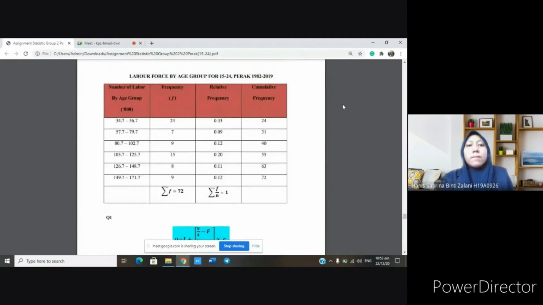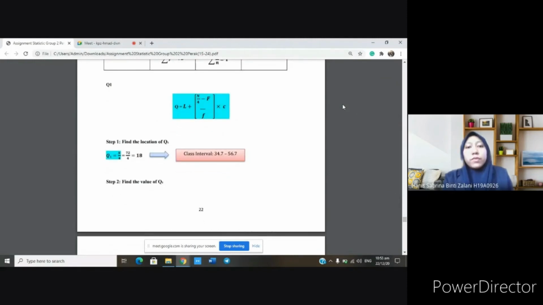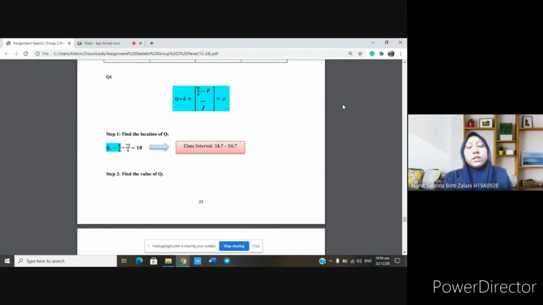So this is the table of labor force by age group from 15 to 24 in Perak, 1982 to 2019. How to calculate Q1? Step one is to find the location of Q1. Q1 equals n divided by 4, equals 72 divided by 4, equals 18. So the class interval is 34.7 to 56.7.